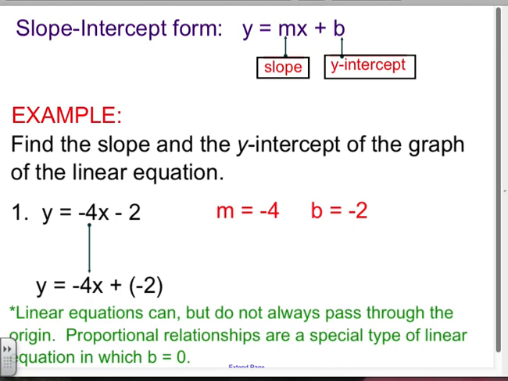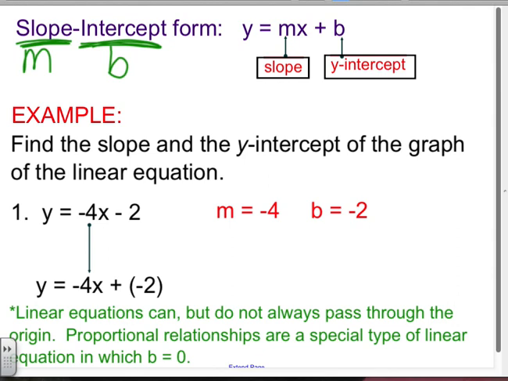Here we go. This is a linear equation, and linear equations can be written in different forms. There's standard form, there's point slope form, but this is my favorite form. It's called slope-intercept form. Now, the reason it's called slope-intercept form is because the way it's written, we can easily see the slope, which is represented by the letter m, and we can easily see the y-intercept, which is represented by the letter b.